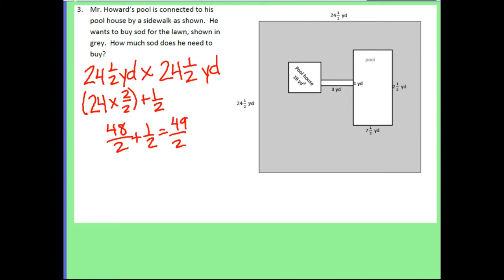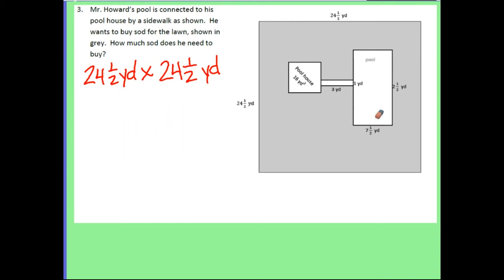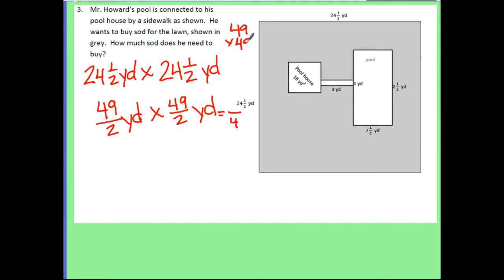And because this is a square, we don't have to do the other dimension because we've already done the work for it. So this is 49 halves of a yard by 49 halves of a yard. So now we can multiply our numerators and our denominators. Well, I can do the denominator pretty easy. 49 times 49, I'm going to have to do up here.